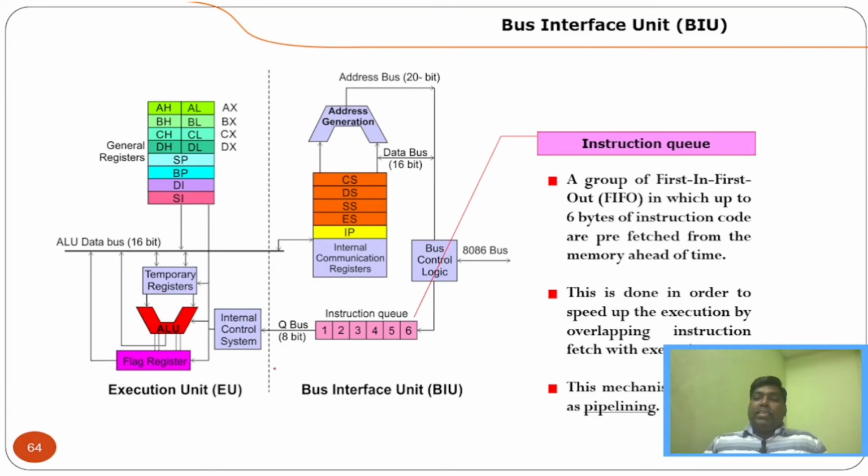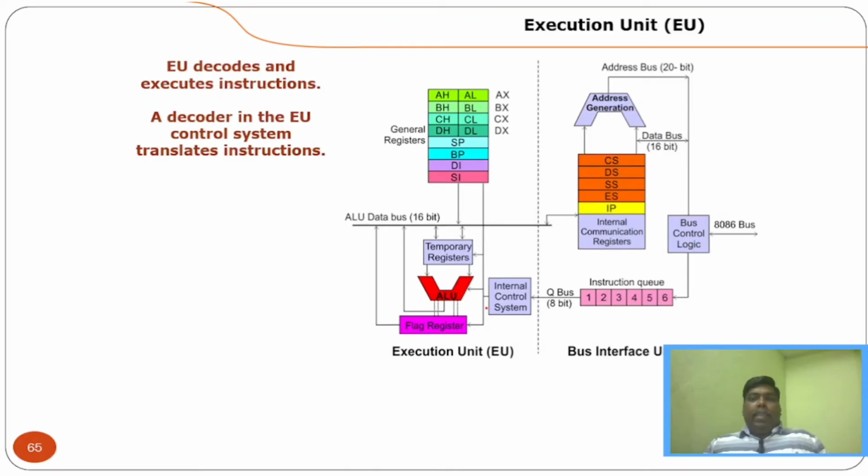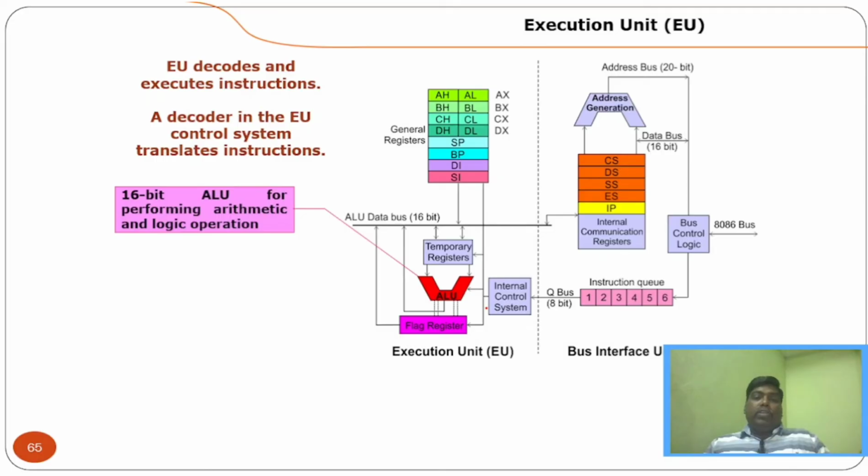Right? And this instruction queue will help in speeding up the operation. That's because of this instruction queue, the 8086 supports pipelining. That is, the bus interface unit as well as the execution unit can work parallelly so that the instructions will be executed at a greater speed, right? And when it comes to execution unit, I've explained what are the components of execution unit.